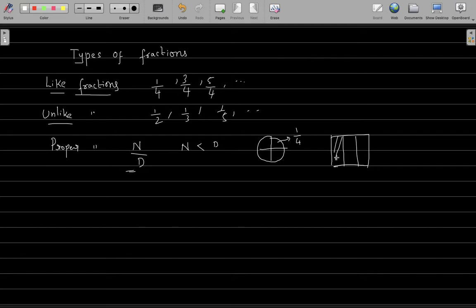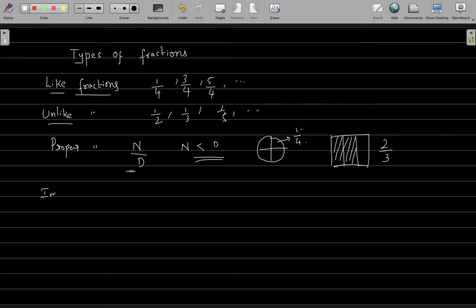Say I am considering these 2 parts. So how do you represent them in the form of a fraction? This is 2 of the 3 parts. So this is 2 by 3. You understand? So such fractions are called proper fractions where your numerator value is always less than the denominator value. Like in this case 1 is less than 4, 2 is less than 3. So numerator less than denominator. When this condition is satisfied, such fractions are called proper fractions.